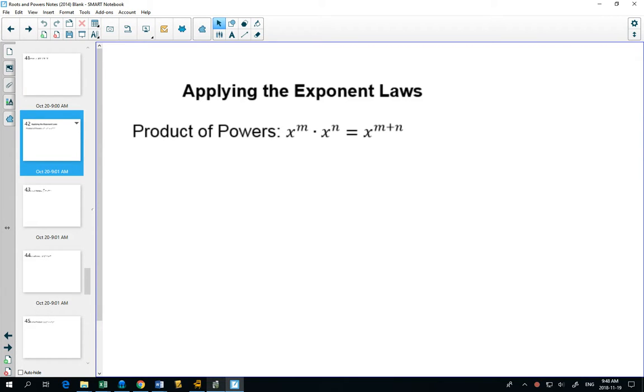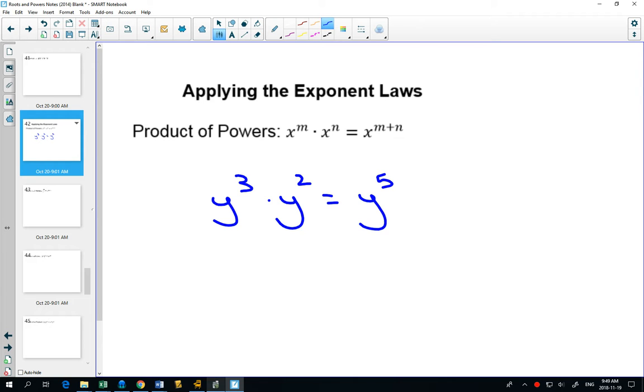A little review of some of your exponent laws from grade 9. If you have the same bases and you're multiplying, you add the exponents. So this can happen with variables. This will equal y to the 5. It can happen with numbers. But as long as the bases are the same and you're multiplying two powers, then you can just add the exponents. Review number 1 of our exponent laws from grade 9.